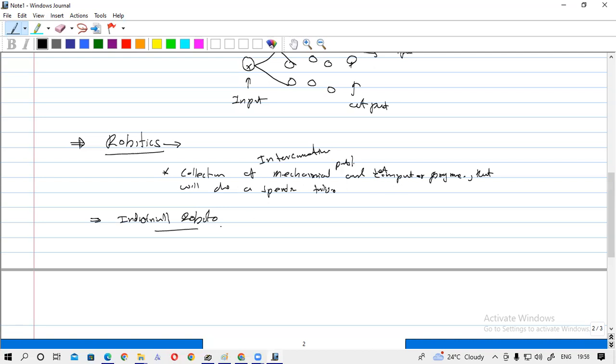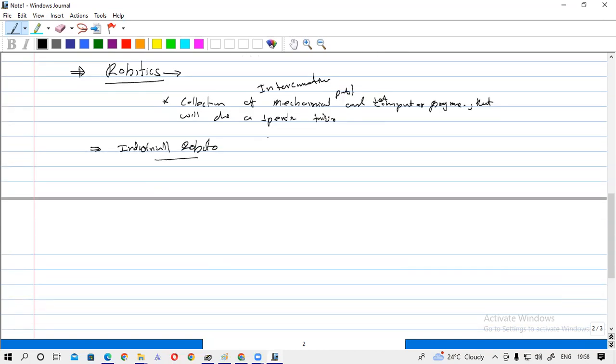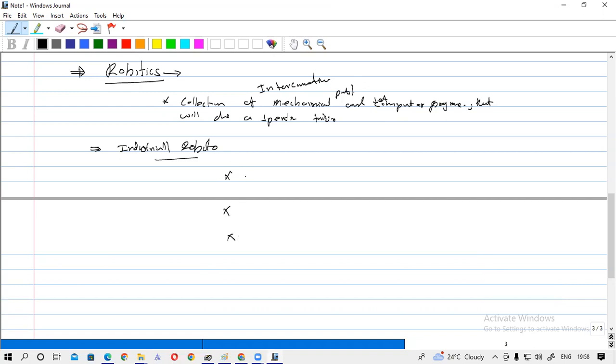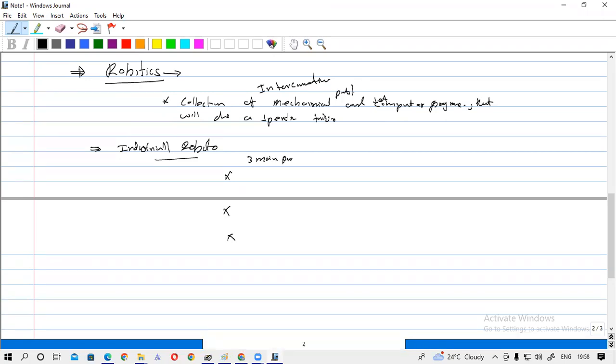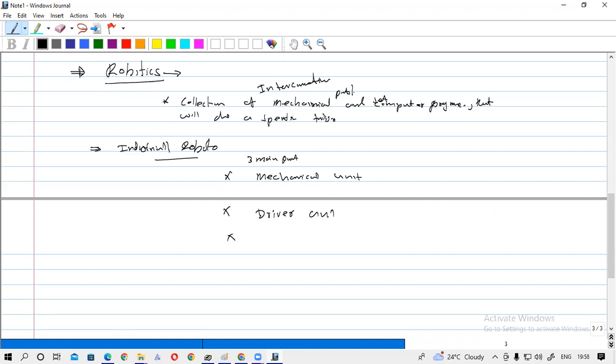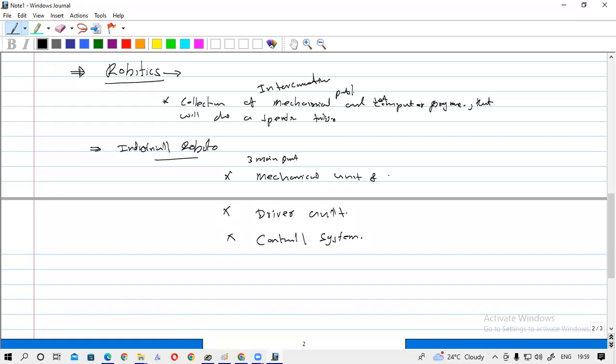So if you consider an industrial robot, mainly you can find three main parts. We can say the mechanical unit, the driver unit, and the control unit, or maybe the control system. And also some tools are there. So these are the main parts of an industrial robot.